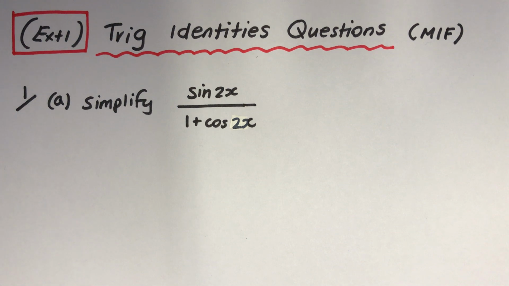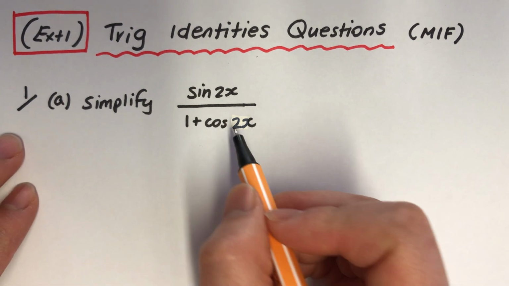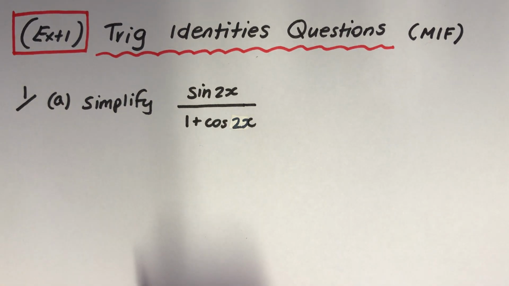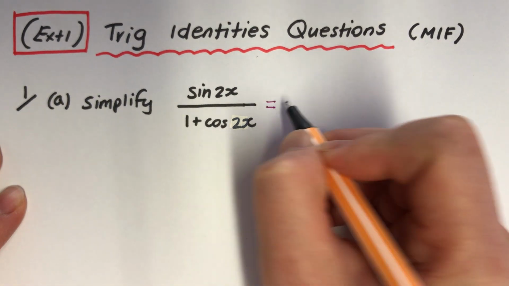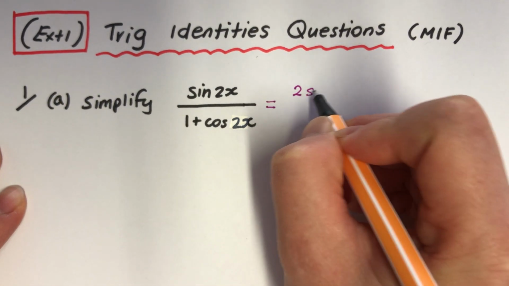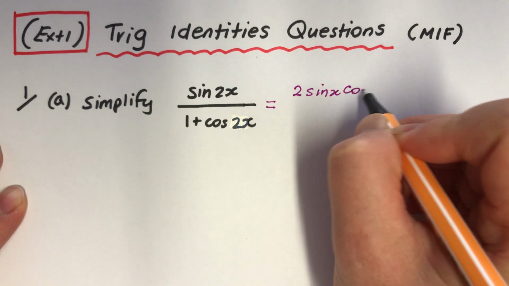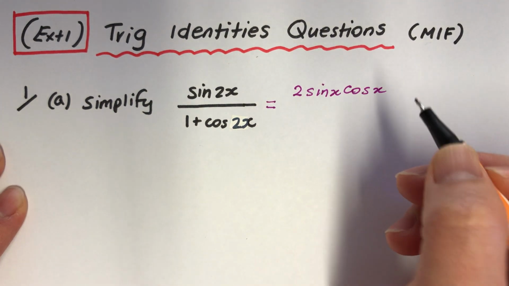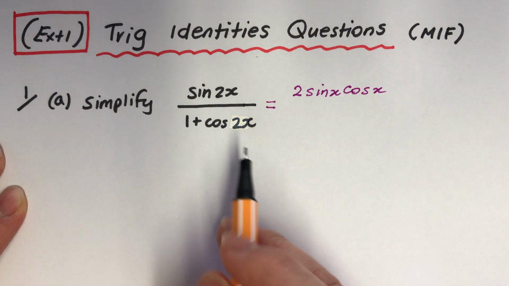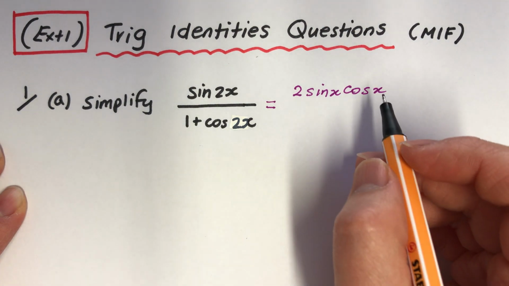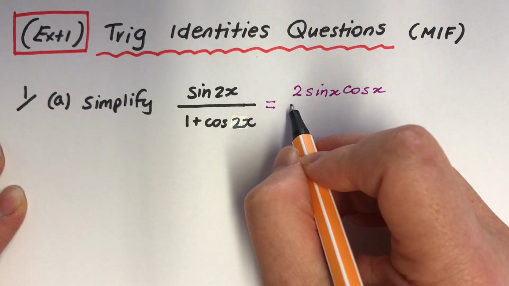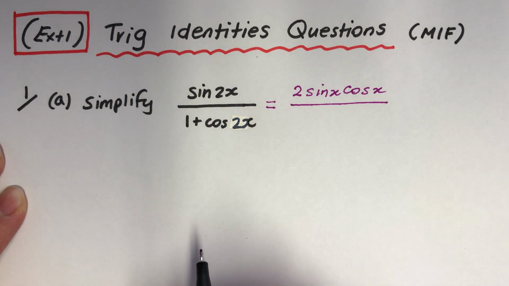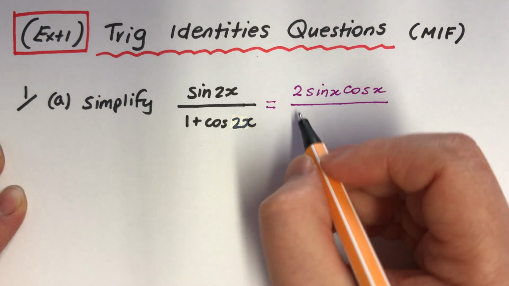Part A, simplify sine 2x over 1 plus cos 2x. Okay, so what that really means, we need to use a double angle here and then cos 2x as well. So let me sort this out. It'll be on the top with 2 sine x and cos x. If you don't remember these double angles, please go back to my previous questions for all the proofs and the rules, and then memorize it if you can.